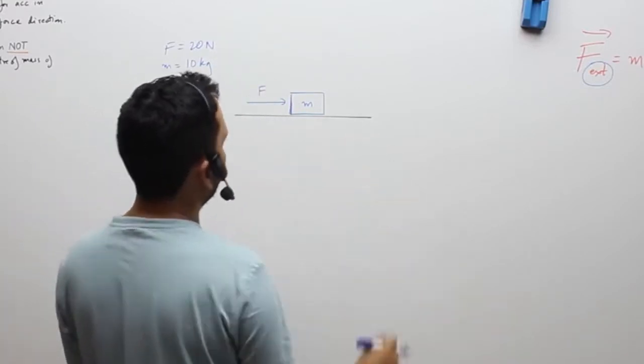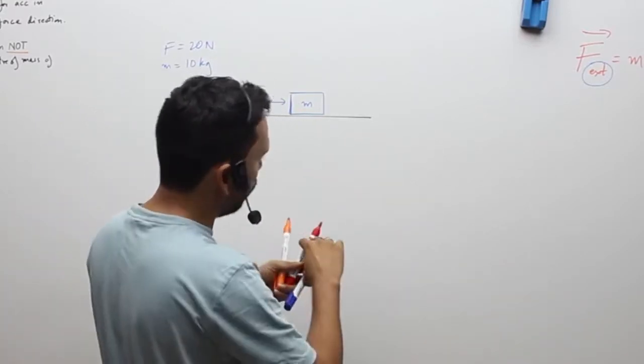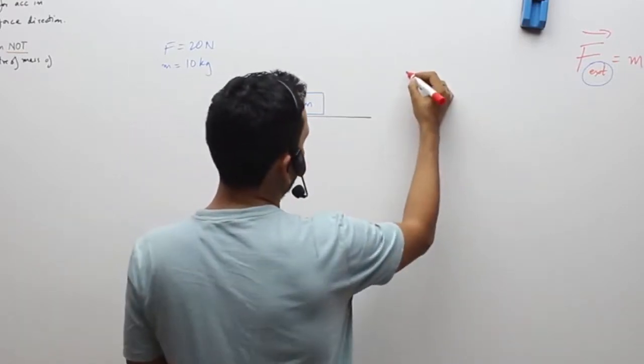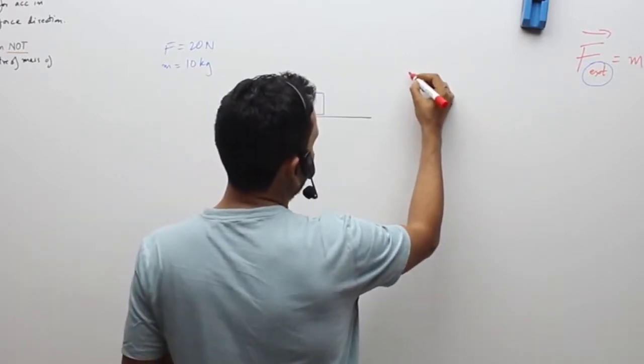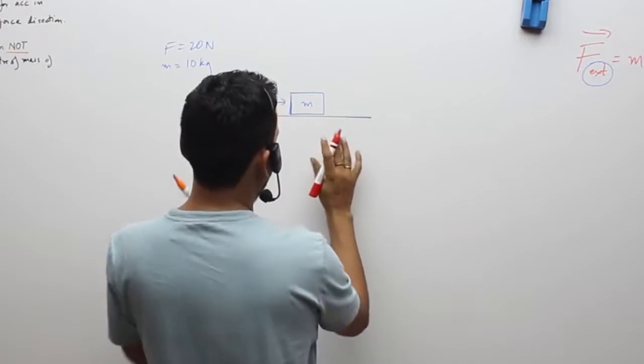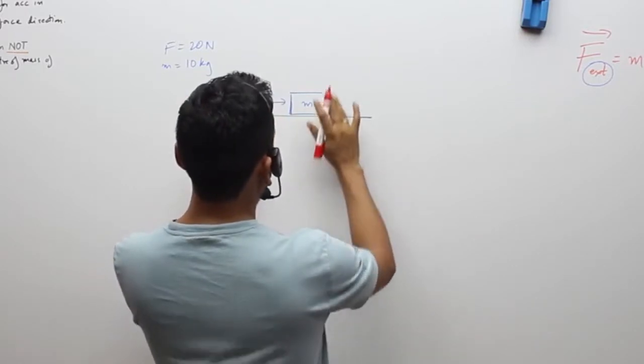Now there is no friction. What would be the acceleration? So that is your first question over here. That's pretty simple. We will first analyze, look at it and see where all it can go.